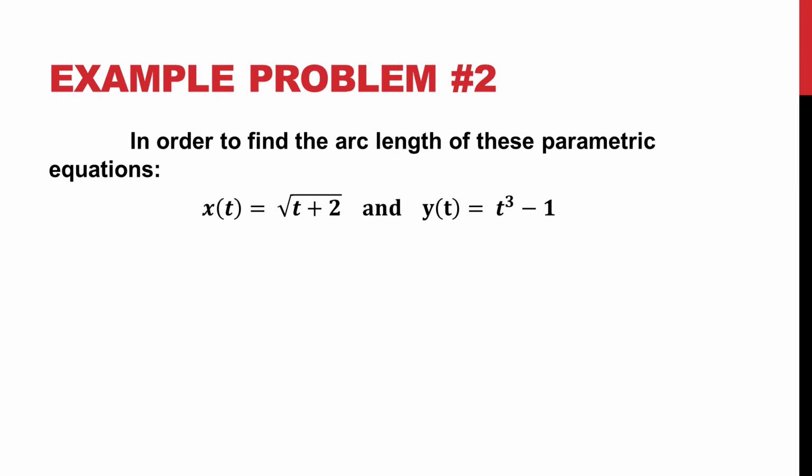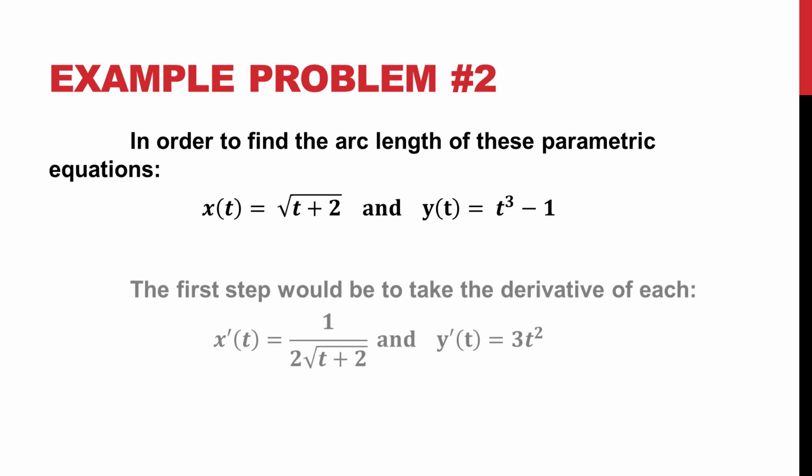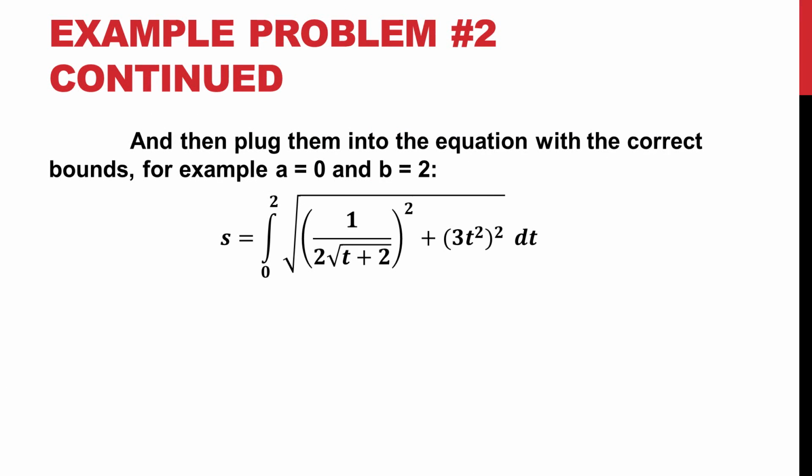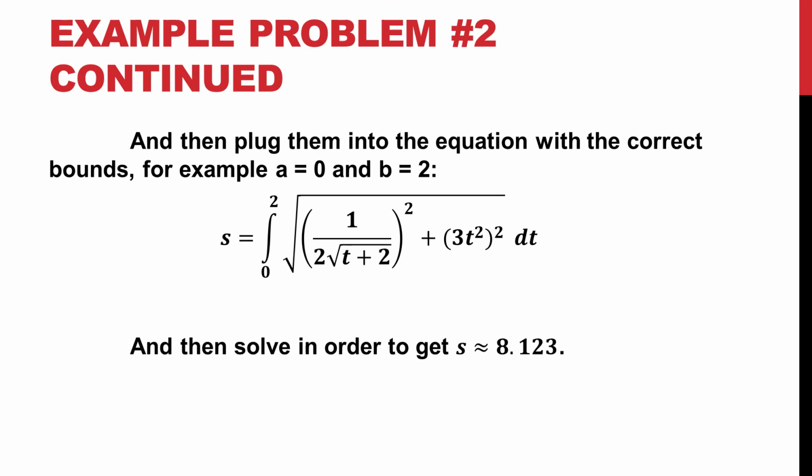Example problem number 2. In order to find the arc length of these parametric equations, being x of t is equal to square root t plus 2 and y of t is equal to t cubed minus 1, the first step would be to take the derivative of each, being x prime of t is equal to 1 over the square root of t plus 2 and y prime of t is equal to 3t squared, and then plug them into the equations with the correct bounds. For example, a is equal to 0 and b is equal to 2. S can be seen below. S can then be solved in order to get approximately 8.123.